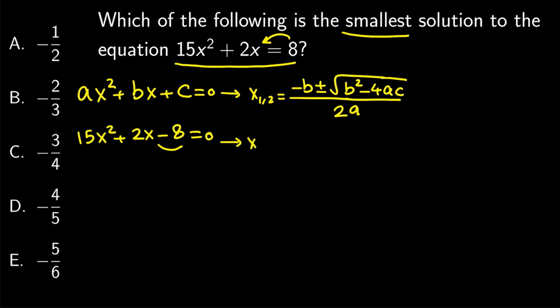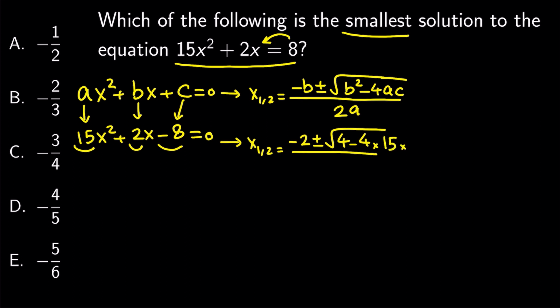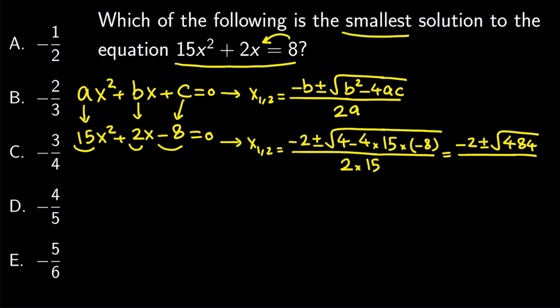Now, the two solutions are given by, you see, a is 15, b is 2, and c is minus 8. Therefore, we have minus 2 plus minus square root of 4 minus 4 times 15 times minus 8, divided by 2 times 15, which gives us minus 2 plus minus square root of, if we evaluate this expression using a calculator, we get 484, divided by 30.